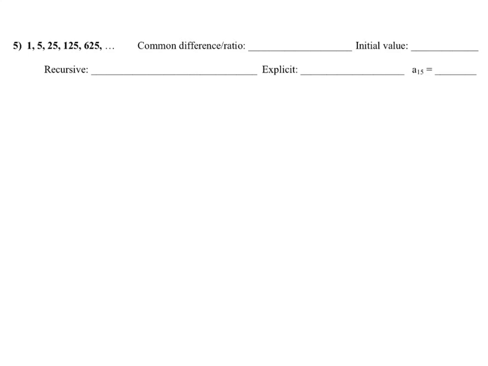With this sequence, we just have this pattern of timesing by 5 each time, all the way down. So this one's geometric because we're times by the same thing every time, we get a common ratio of 5. The initial value is just the first term in the sequence, which is 1.